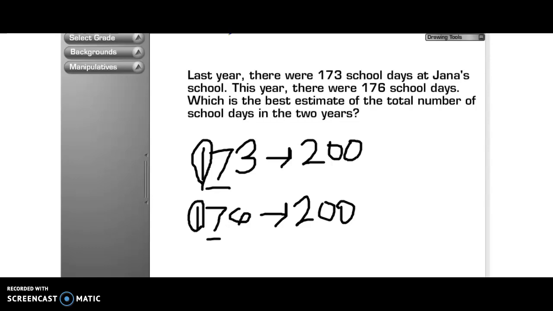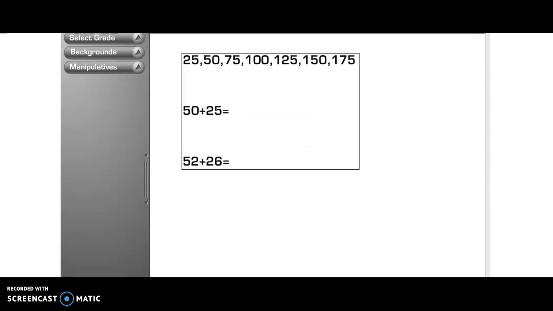So like I said, in past lessons we've been working on rounding and estimating, and so that's how we solve this problem. So what I want you to do is whisper aloud a pattern with me, and we're going to count by 25s. So let's go. 25, 50, 75, 100, 125, 150, 175.